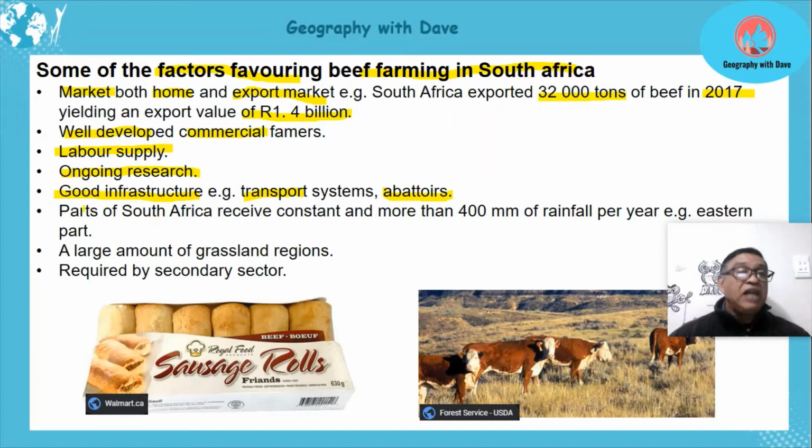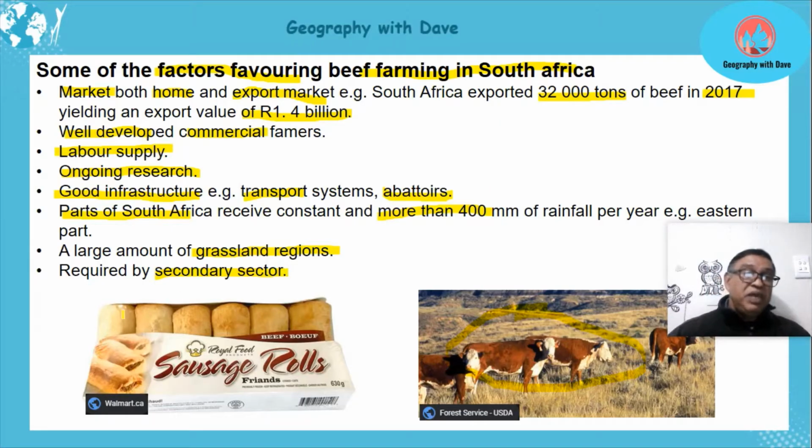Parts of South Africa, and we looked at that, receive more than 400 millimeters of rainfall, like the eastern parts, which allow for more productive beef farming. And we also have a large amount of grassland regions. As we've seen, this is one of the factors. You can see these cows enjoying themselves on the grassland regions here, which gives pasture lands, etc., for the cattle. Important. And another thing, it's required by the secondary sector. So production is increasing because of the secondary sector.